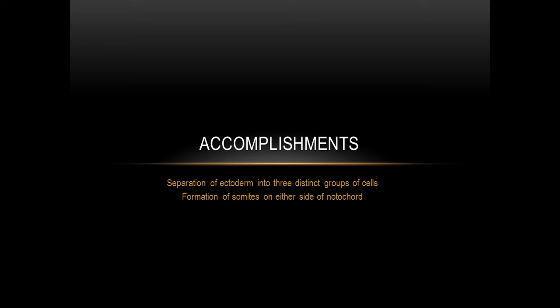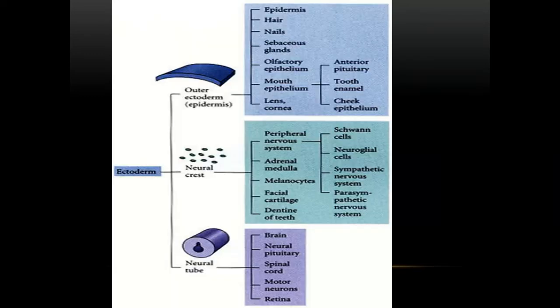Number one is the separation of the ectodermal layer into three distinct groups of cells, as diagrammatically represented by this image. So ectoderm divides into an outer ectoderm, also synonymous with general cutaneous ectoderm, giving rise to a few skin structures and some portions of teeth, and some portions of endocrine glands like the pituitary.